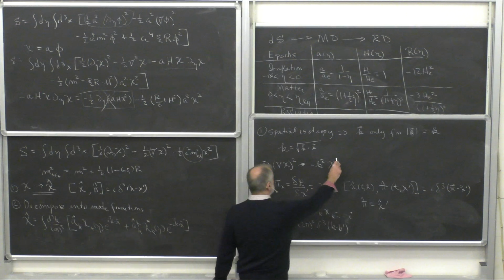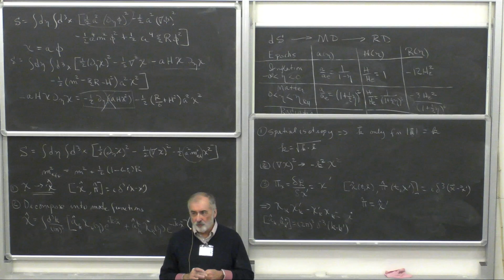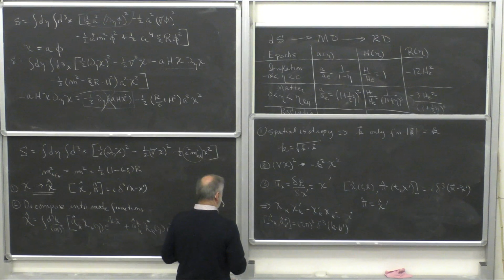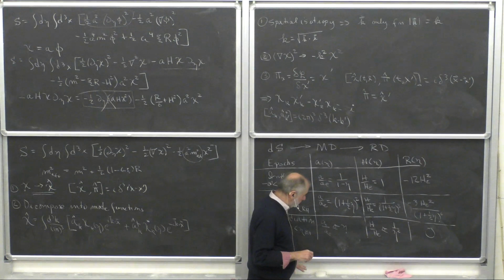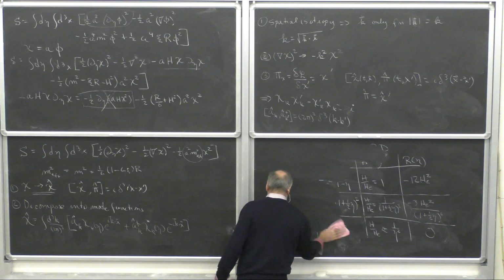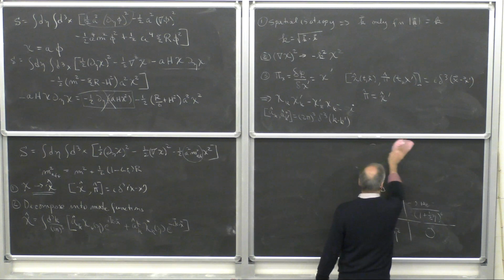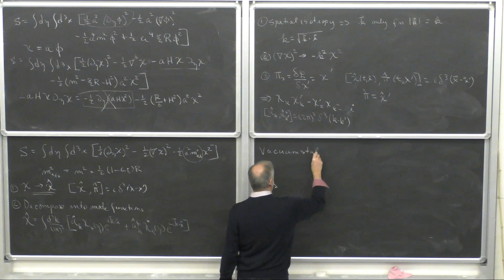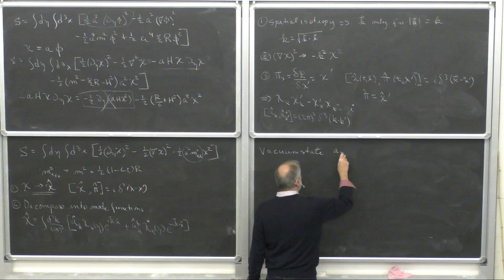So I made the approximation that two is equal to one. Okay, so we're doing quantum field theory. Now we want to define a vacuum state. The vacuum state is defined such that a k annihilates the vacuum for all k.